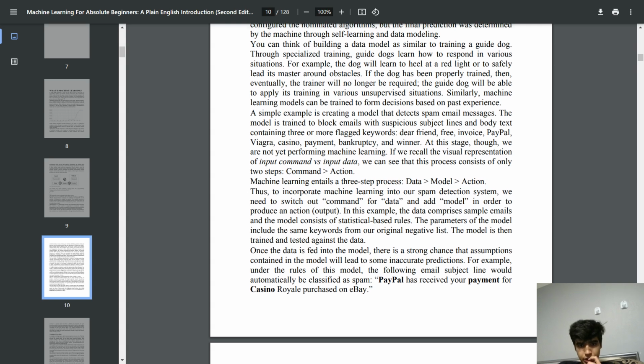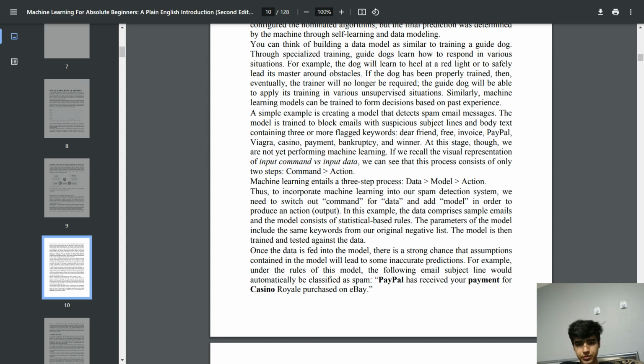So here I think you talk about the full example. To incorporate machine learning into our spam detection system, imagine we have a spam detection system. We're trying to create a project for it, a model to detect spam emails or whatever. We need to switch out comments for data and add a model in order to produce an action output. In this example, the data comprises sample emails and the model consists of statistical based rules. The parameters of the model include the same keywords from our original negative list. The model is then trained and tested against the data.